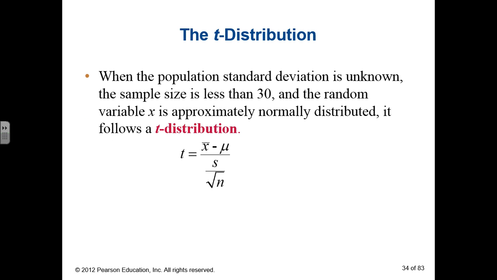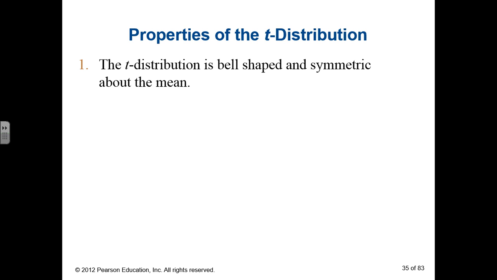So the t-distribution, when the population standard deviation is unknown and the sample size is less than 30, follows this distribution here: the sample mean minus the population mean over the sample standard deviation divided by the square root of n. And the critical values are found a little more simply in this class, because we have a table included in your e-text called the t-distribution table. And we'll see how to use that in just a minute.